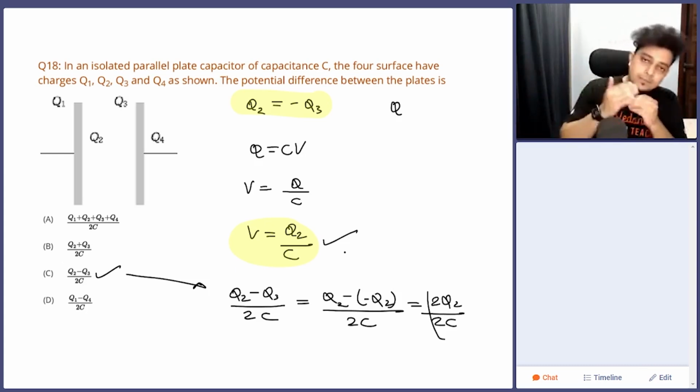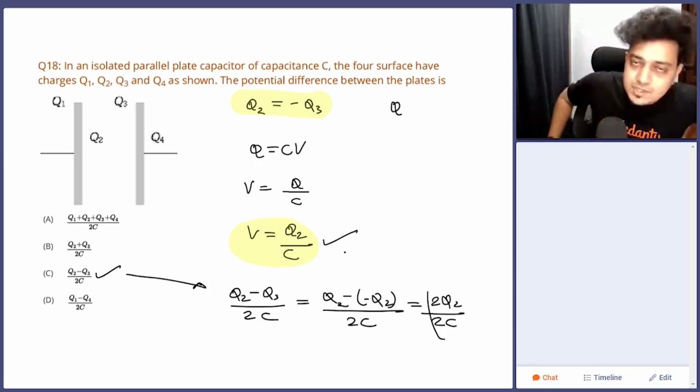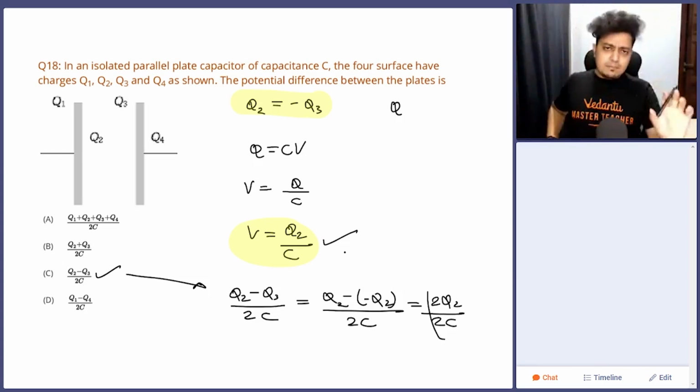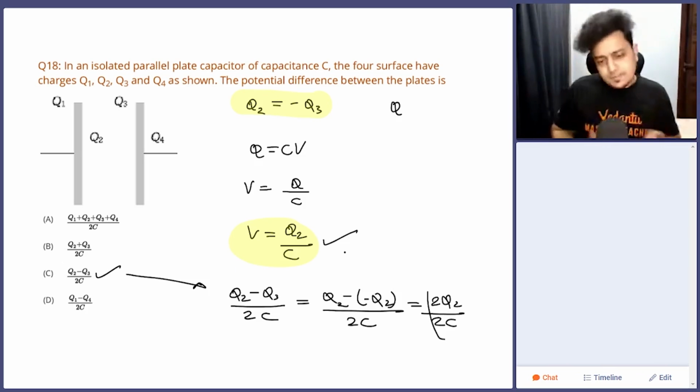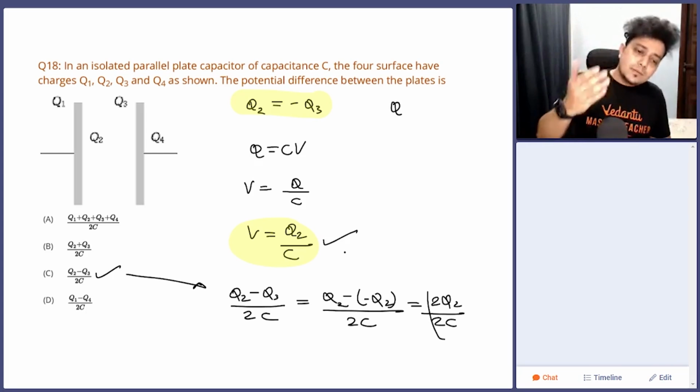Q equals CV, where V is equal to Q by C, charge upon capacitance. For a parallel plate capacitor, the plates facing each other will have equal and opposite charge. So we have to take the magnitude of the charge of the positive plate. Here I'm assuming Q2 to be positive, so Q2 upon C. You can assume Q3 to be positive; that's also fine.